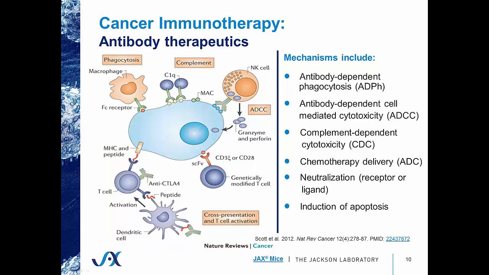There are also additional mechanisms of action, including a more targeted chemotherapy delivery, including antibody drug conjugates, in which a chemotherapeutic drug is conjugated to that therapeutic antibody so that there are fewer off-target effects. There's also neutralization, either of a receptor or of a ligand, and through mechanisms that are not quite known or fully understood, the induction of apoptosis directly by that antibody.